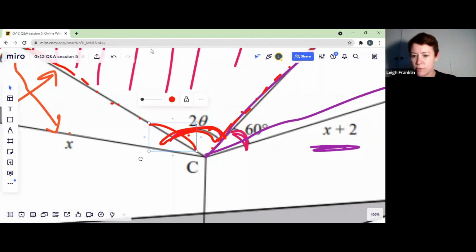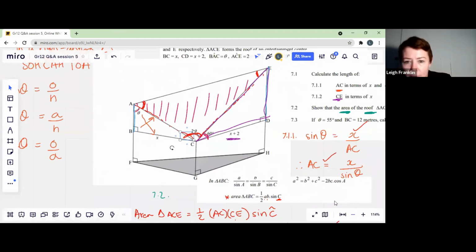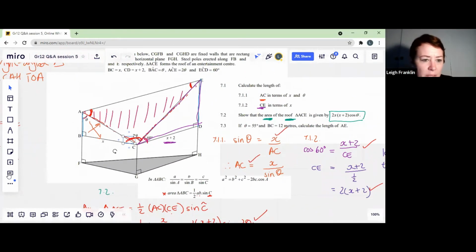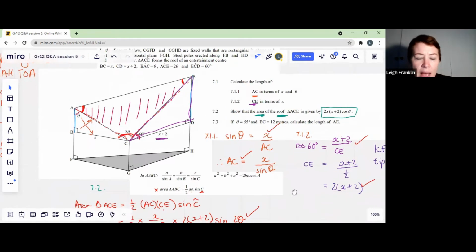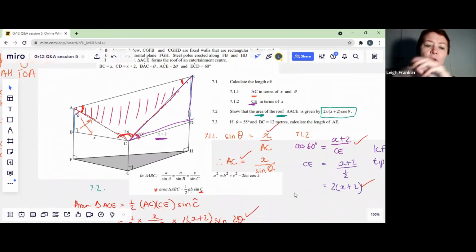Oh, oopsie daisy. Sorry, that went way too big. We know something about the angle at C. So we know that that's 2 theta. And we see when we look at the diagram that opposite to theta is side AE, which is what they want us to calculate the length of. Remember, we know something about AC, and we've been able to define AC in terms of x and theta, which are things that they've given us. And we also know something about CE in terms of x as well.